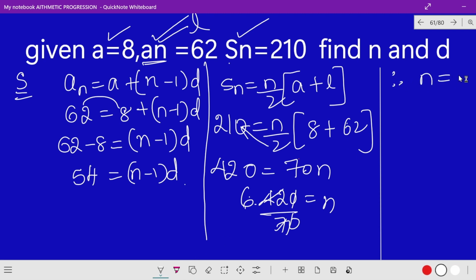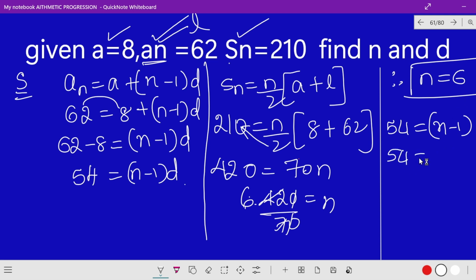Therefore, we get n is equal to 6. So when we got n is equal to 6 here, we can substitute and find the value of d. So 54 is equal to n minus 1 into d. The n value is 6. We get 54 is equal to 6 minus 1 into d.